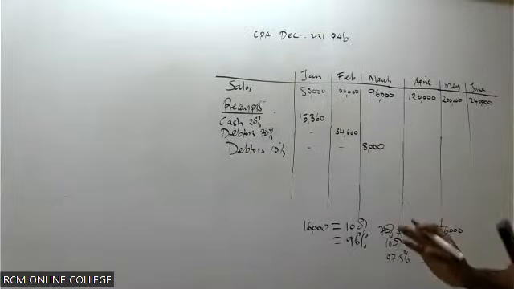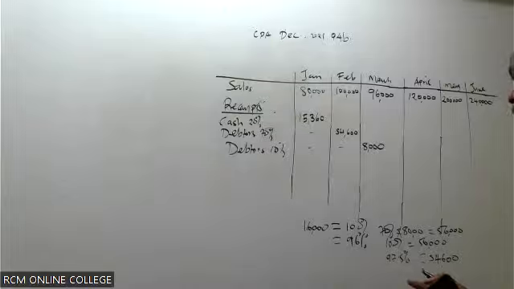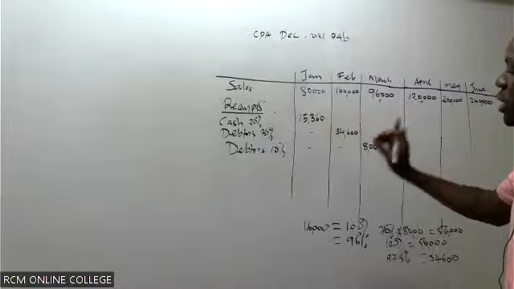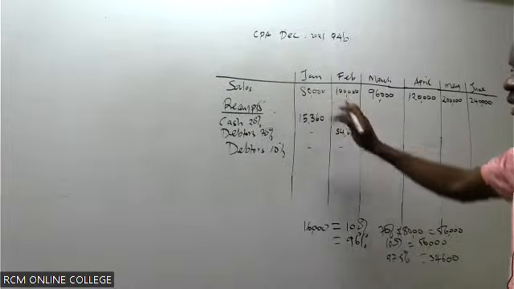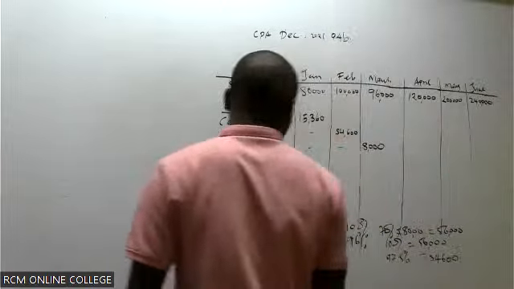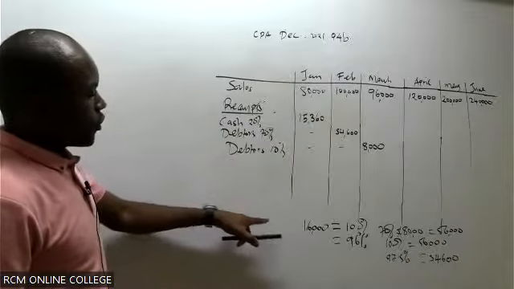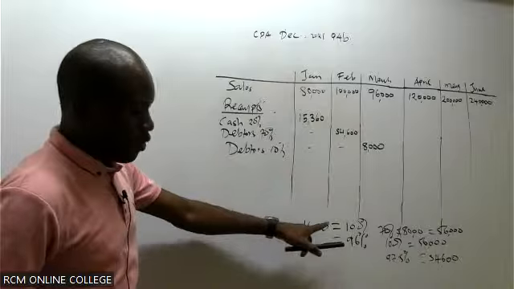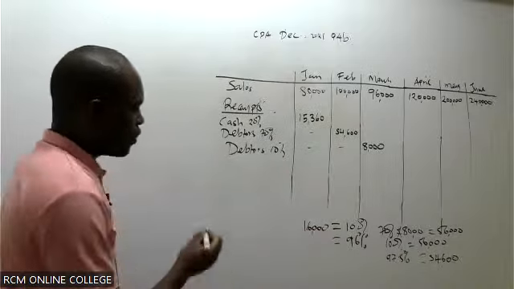Nataka tufuate vizuri tuone. I want us to follow this clearly. Then we see if all that you're going to include here will be equivalent to this 80,000. Haya, sasa tuanze kutafuta discount. These people were supposed to pay 16,000. Walipewa discount ya 4%. Wakalipa 96. So can you give me 4%?